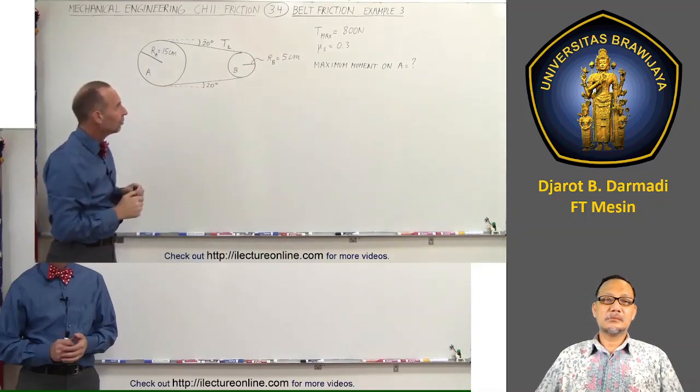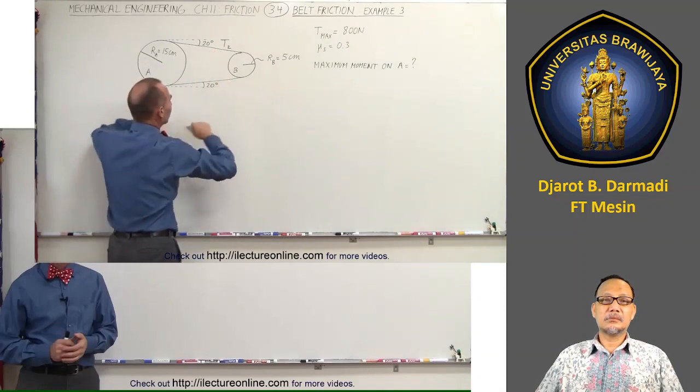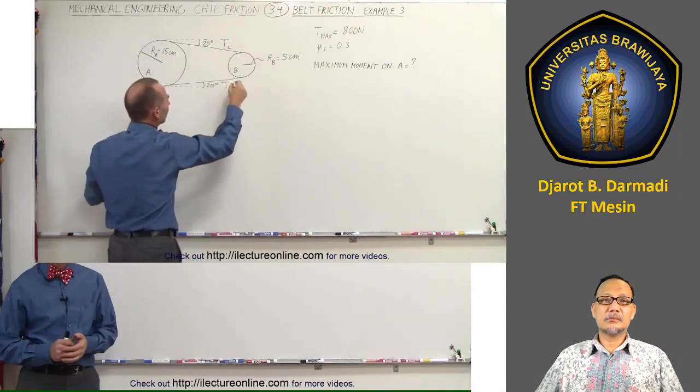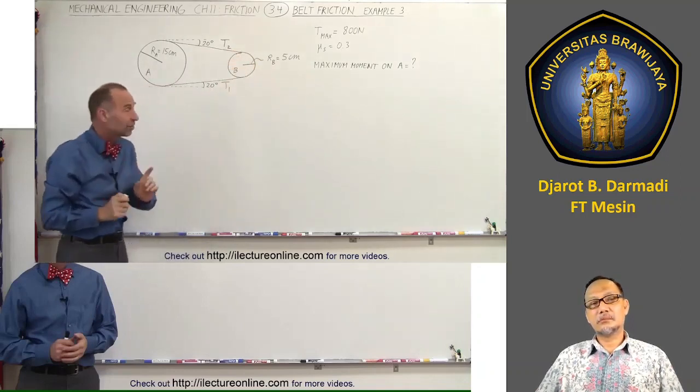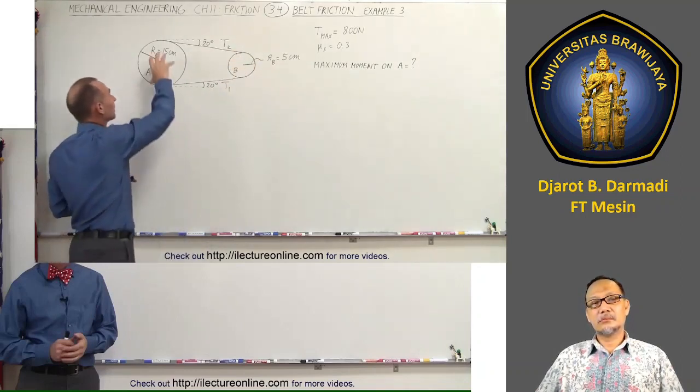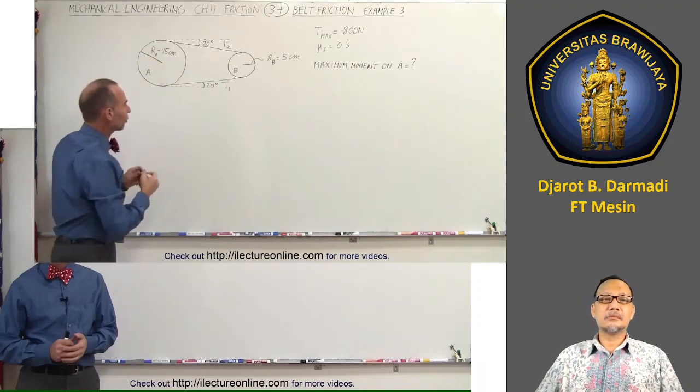So what that means is we're going to have to find the tension over here and the tension on the other side of the belt, T1. And of course, that will depend upon what happens on pulley B right here. Once we calculate T2 and T1, we can then calculate the moment on pulley A. Alright, let's go ahead and use our equation.